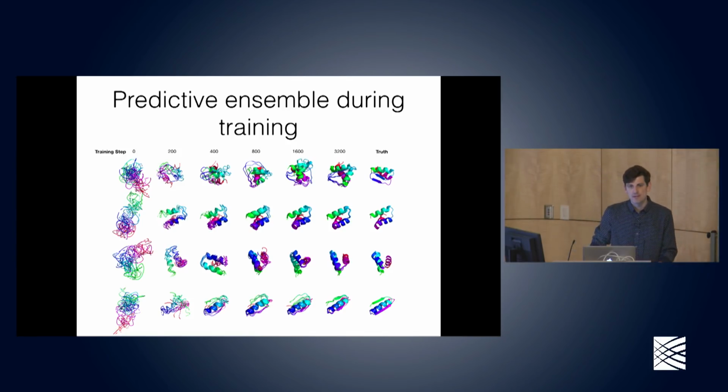Yeah. What are you training on? So this is just training on the 4-fold Baker data set.